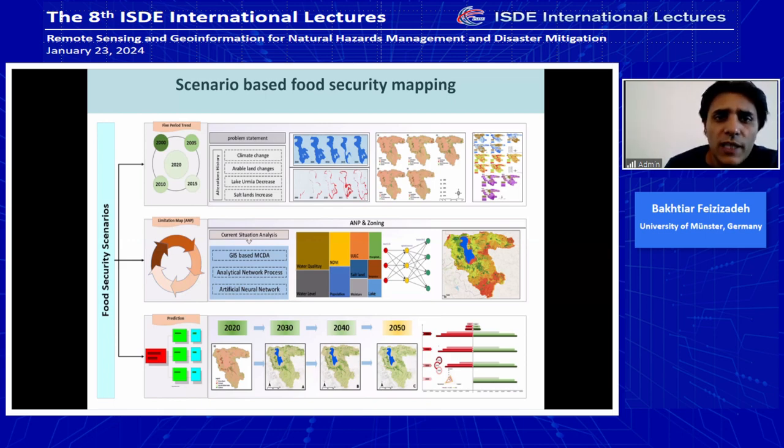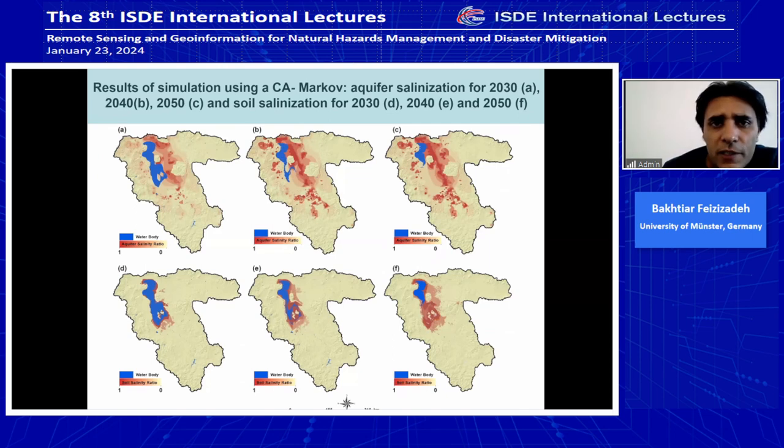So for this aspect, you can see here we predicted the future challenges. For example, you could see here that we have predicted maps for aquifer salinization for 2013, 14, and 15.